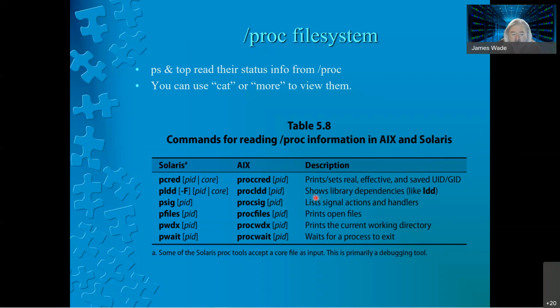You can show library dependencies. You can list signal actions. You can print open files. You can print the current working directory. So there are some commands that you can execute against a process ID to get additional information specific to the process ID.